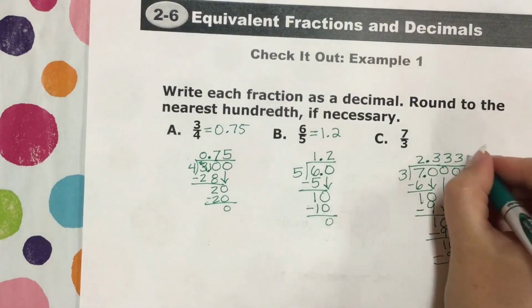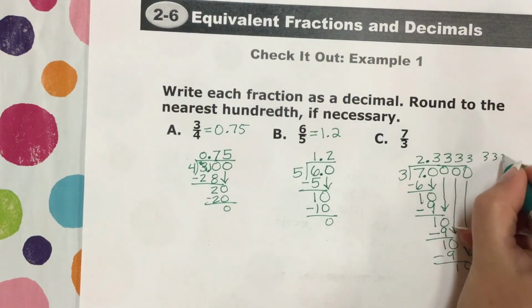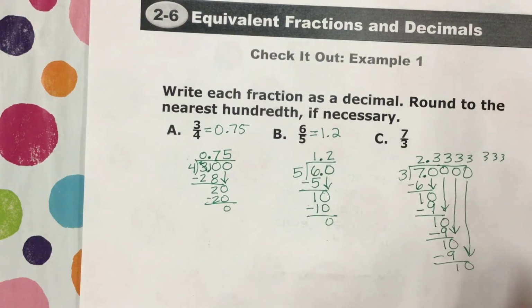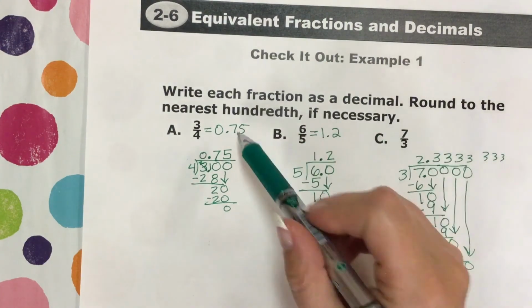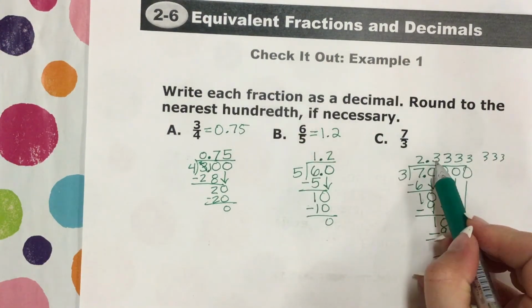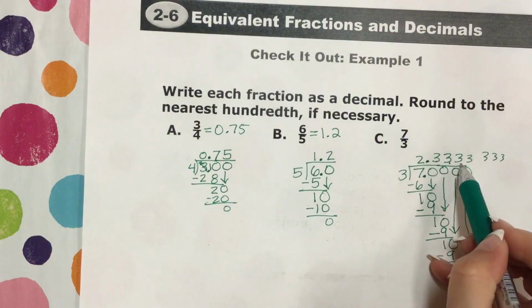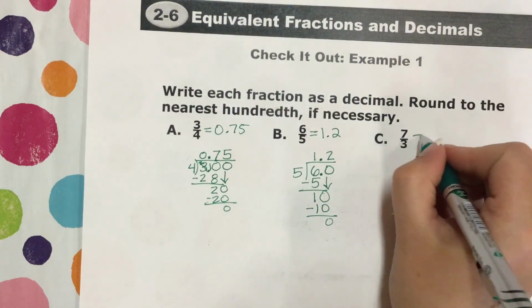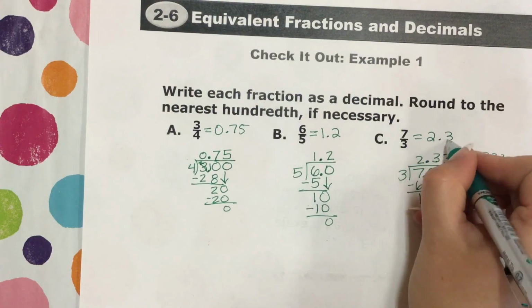3 goes into 10 3 times, and it's going to keep going. 3, 3, 3. So it's going to be a repeating decimal. So what the question says is round to the nearest hundredth. So this is the tenth. This is the hundredth. So we look here. Is this 5 or above? No, it is not. So that means our answer is just going to be 2.33.